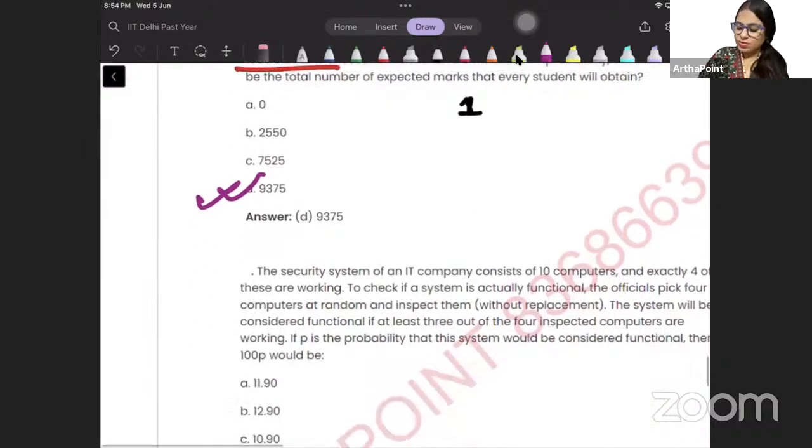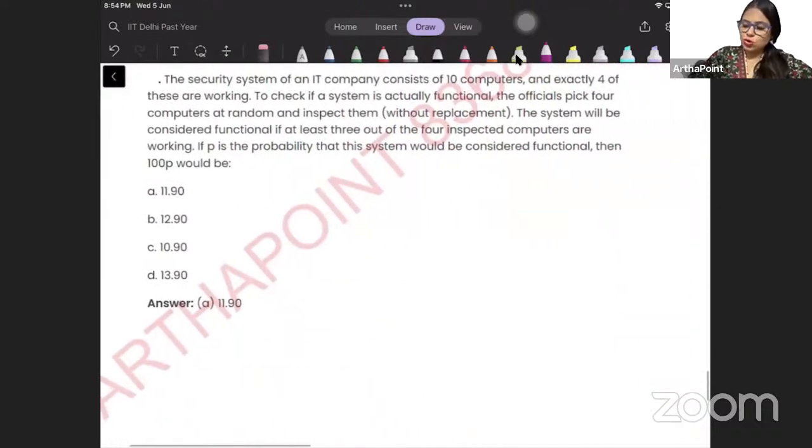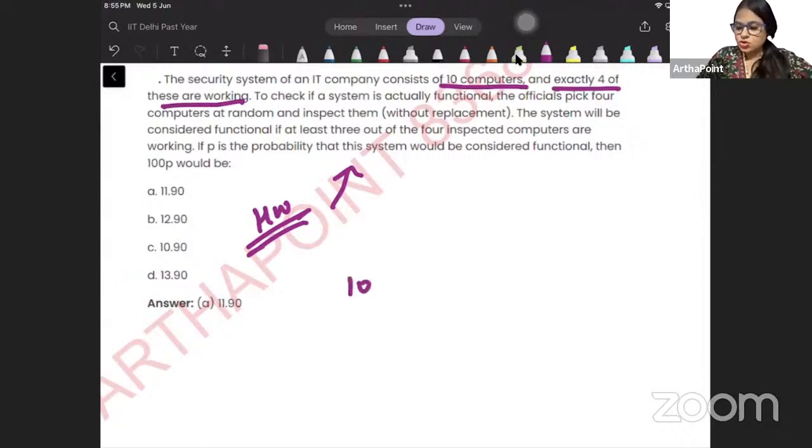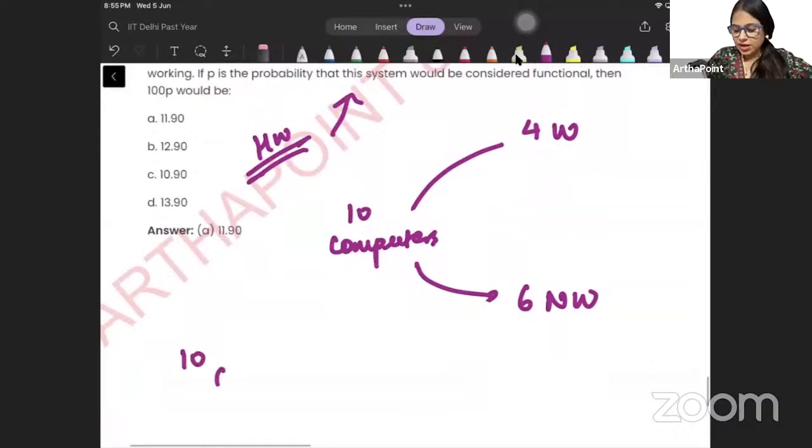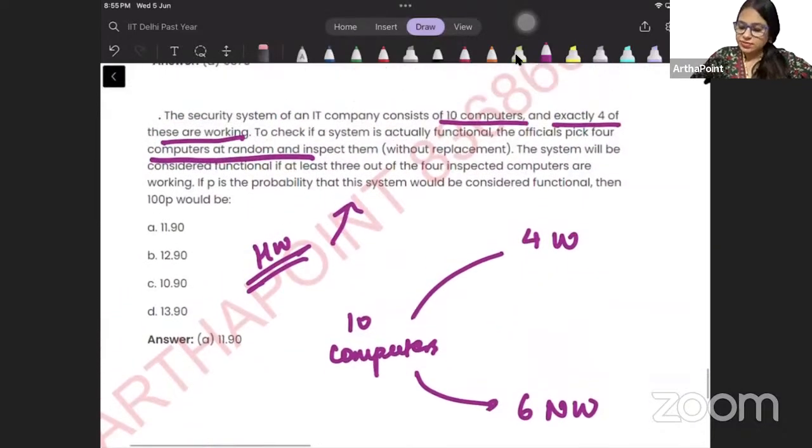Okay, beta. So now this question is your homework question. Try to do this question yourself. It says that the security system of an IT company consists of 10 computers and exactly 4 of these are working. So out of 10 computers, 4 are working and 6 are not working. To check if a system is actually functional, the officials pick 4 computers at random. So out of 10, I am picking up 4 computers at random and inspecting them without replacement.